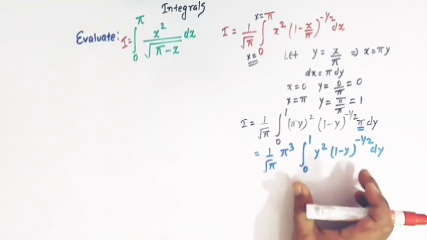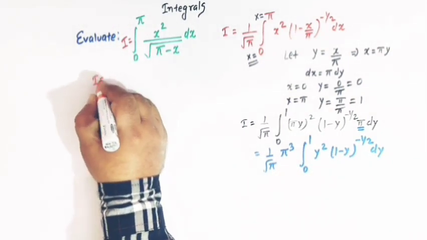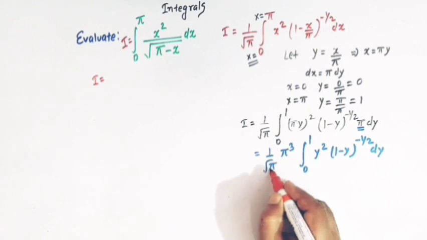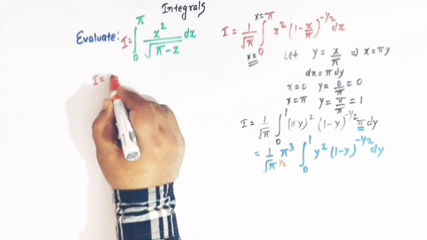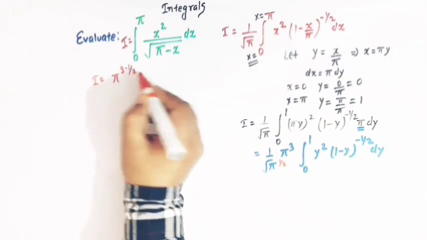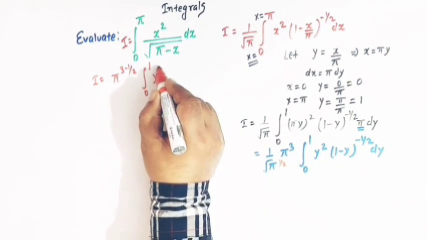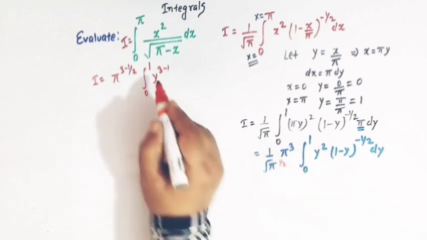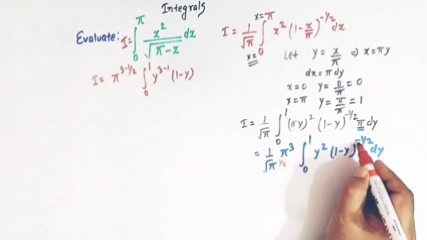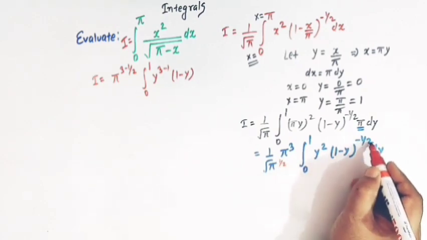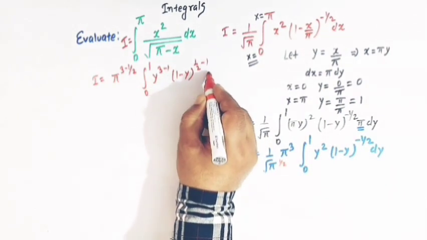So now let us again rearrange this integral. So we have I, here we have pi cube, here we have square root of pi, which is pi raised to half. So now we can write pi raised to 3 minus half, and we have 0 to 1. Y square can be written as y raised to 3 minus 1, right? Because 3 minus 1 is 2, and here we have 1 minus y, and here we have the exponent minus 1 over 2, that is half minus 1, right?